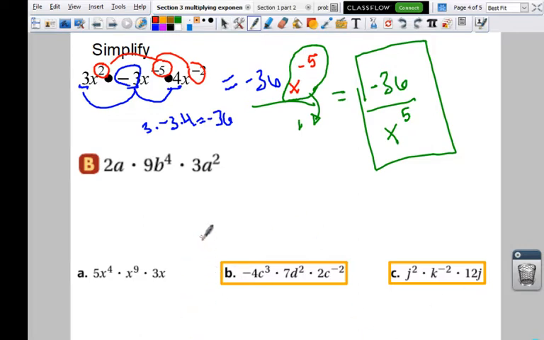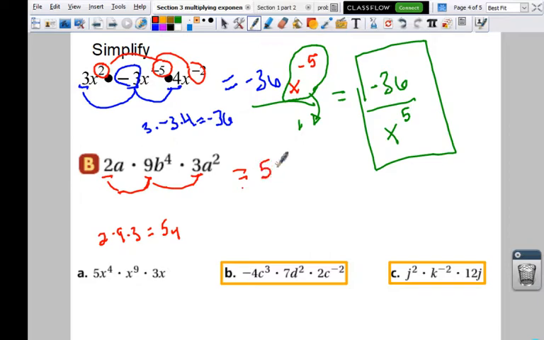Okay, so on part B here, I've got a 2 out in front, a 9 out in front, a 3 out in front. These are regular numbers, we're going to multiply them together like regular numbers. So 2 times 9 times 3, which is 54. Then the variables, you just add the exponents. But we got to be careful on this one. So let's go through it, take it a piece at a time, right?